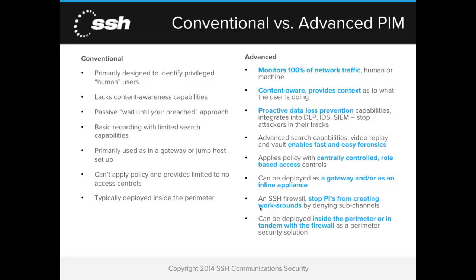Advanced privileged identity management solutions can be deployed as a gateway or as an inline appliance. If you want to think of it like this, it's an SSH firewall, and we're also implementing SSL support as well for our solution. Advanced privileged identity management solutions should be able to stop privileged identities from creating workarounds and also deny subchannels. They can be deployed inside the perimeter or in tandem with the firewall as a perimeter security solution, since most organizations right now just allow secure shell to flow freely into the organization without really being able to apply policy to it at all.